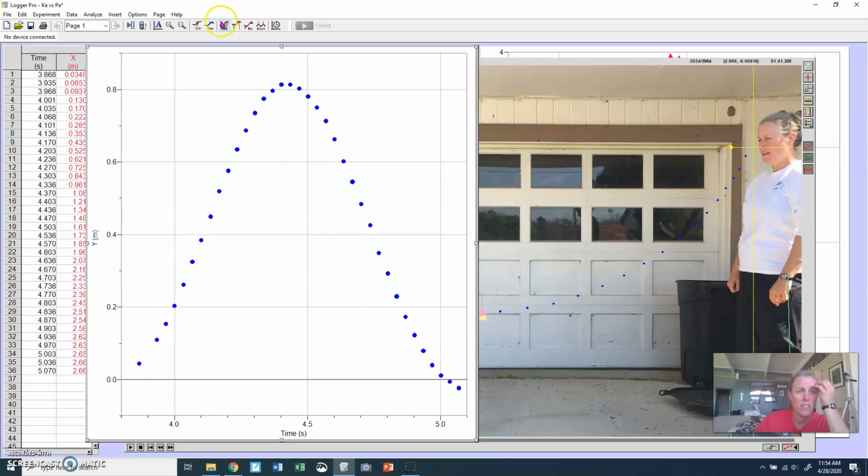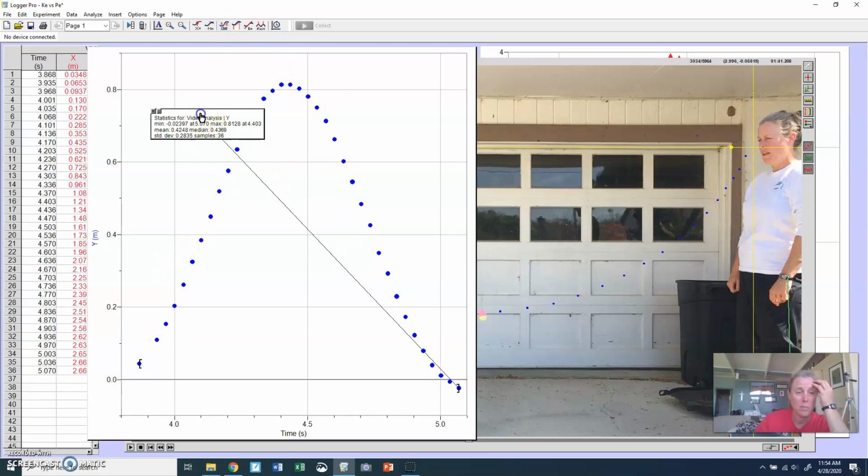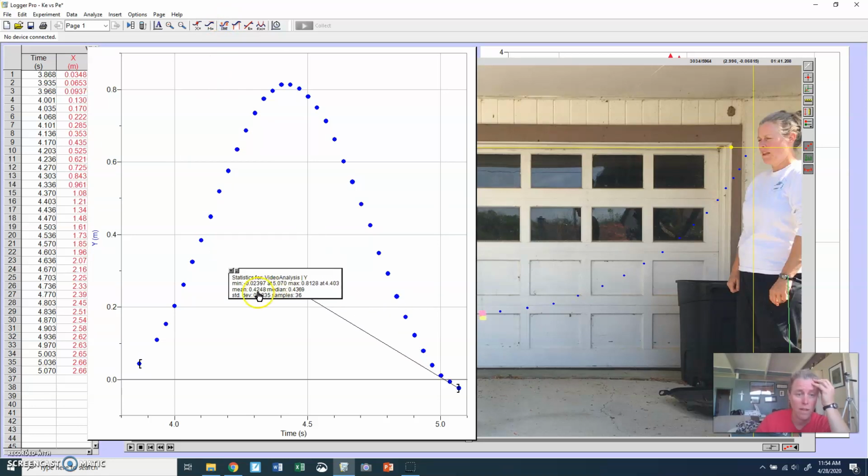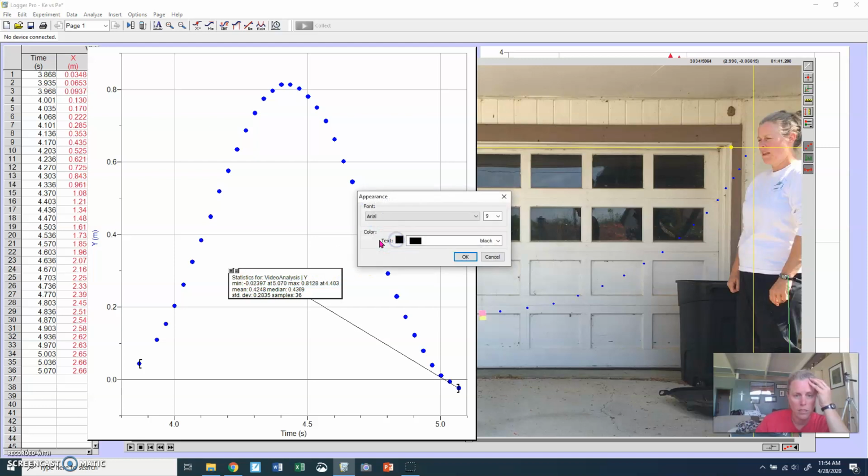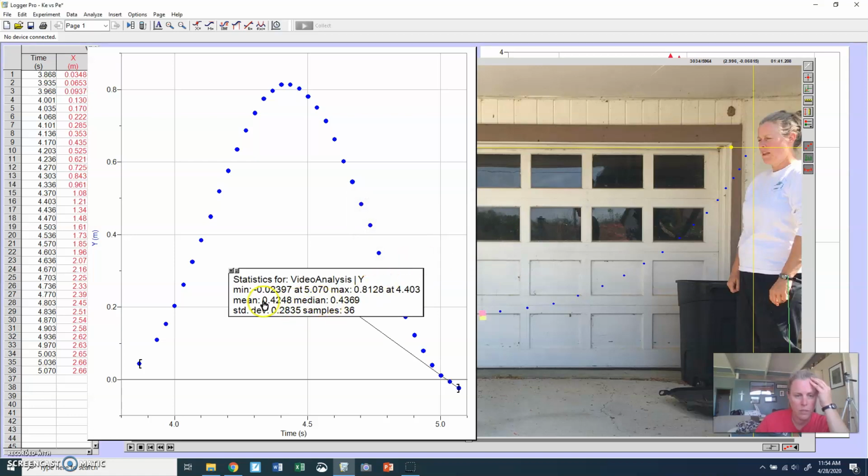Now I'm going to put some stats on here, because that should give me max, min, average, etc. Let's see if I've got options, appearance. I'm going to try to make that just a little bit larger. Good. So let's see, max. It's 0.81, call it 0.8 of a meter, and then it's at 4.403 seconds. So as far as the maximum value, it's at about 4.43 seconds.